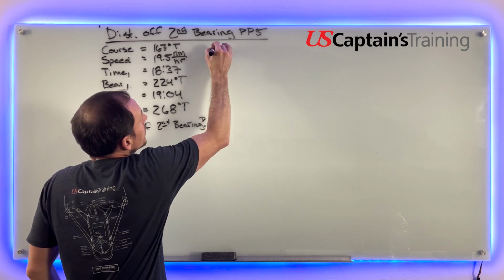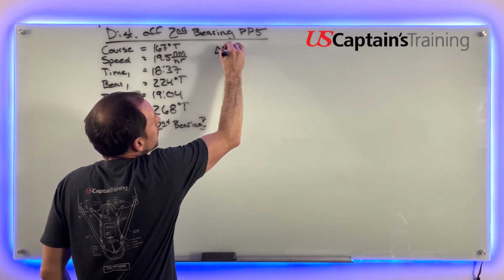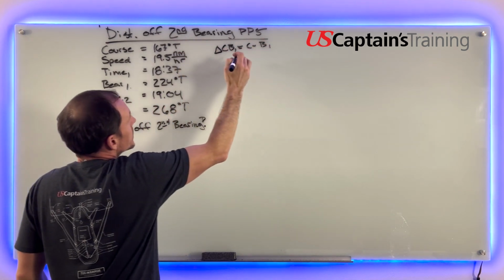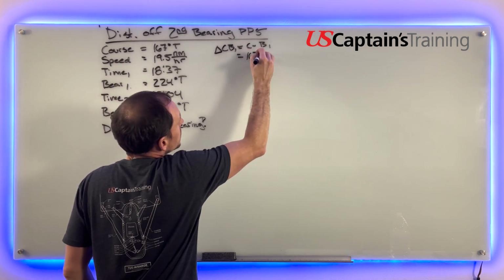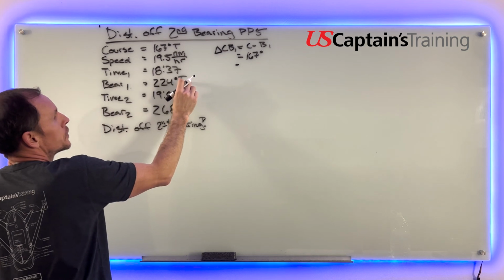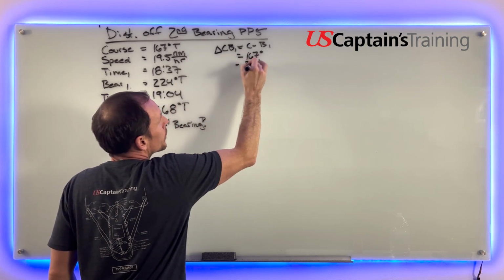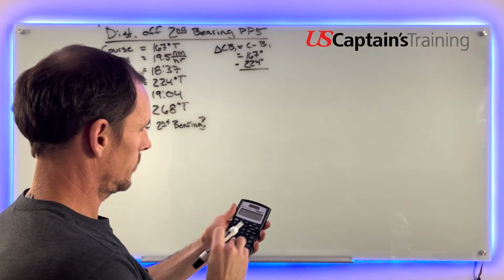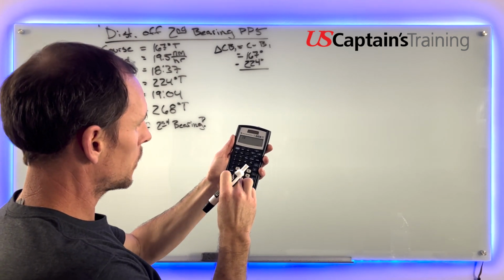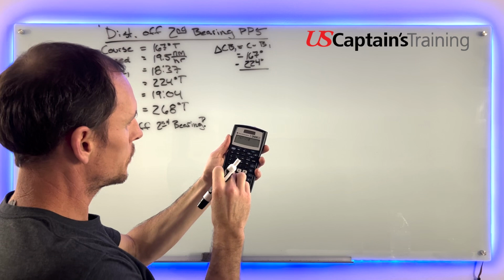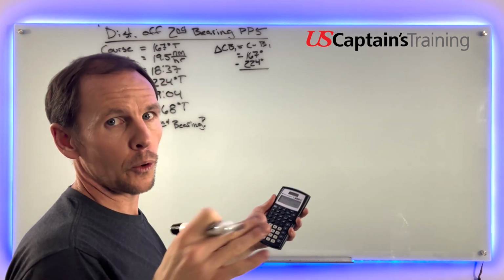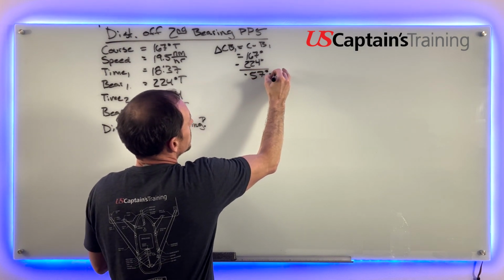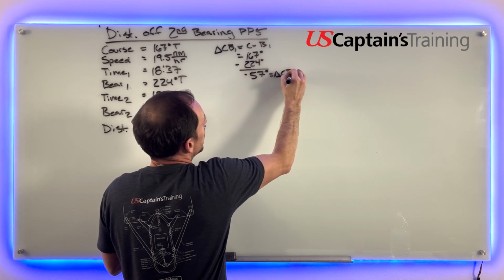So let's find those differences. The change between course and bearing 1 equals the course minus bearing 1. So what's your course? 167 degrees minus bearing 1, 224 degrees. We get our calculator. 167 minus 224 equals negative 57. Don't worry about the negative. We're just worried about the 57 degrees, which is the change between course and bearing 1.